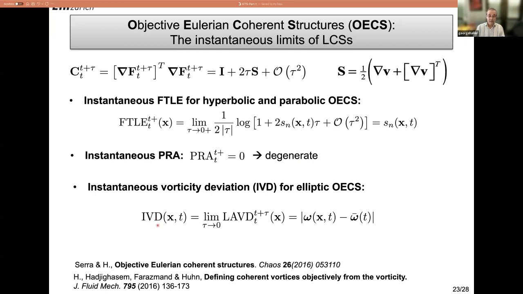The instantaneous limit of LAVD is IVD, which is simply instantaneous vorticity deviation, the difference of the vorticity from its spatial mean. You can plot that and it's objective. Vorticity is not objective, but if you subtract its spatial mean, that becomes objective. And again, you can use that to define instantaneous vortices, no longer material, but objective. And they are limits of LCSs.